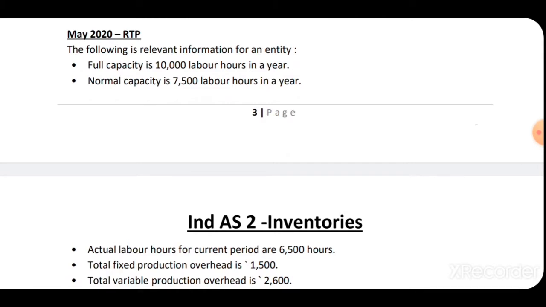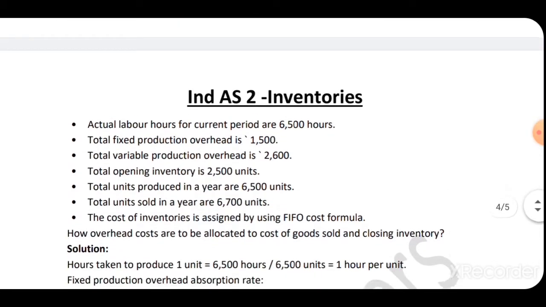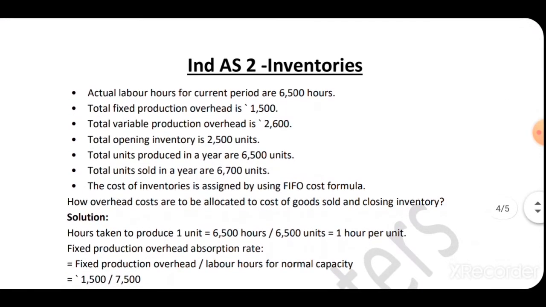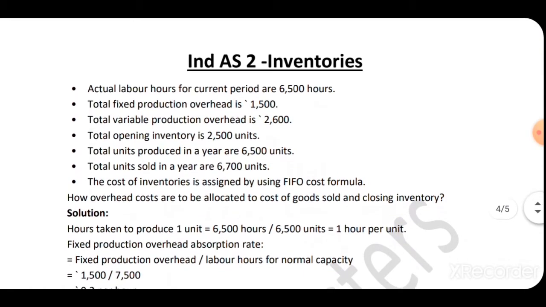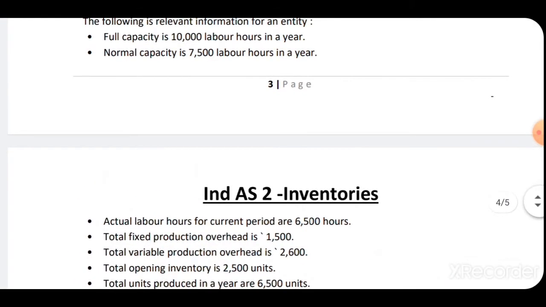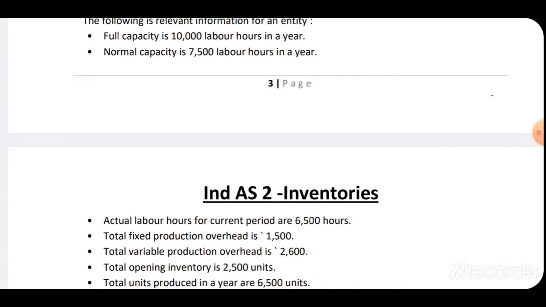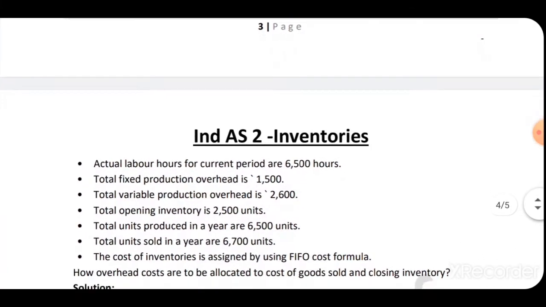Let us read the question. The following is relevant information for an entity. Full capacity is 10,000 labor hours in a year. The normal capacity which has been given to us is 7,500 labor hours. The full capacity is 10,000 labor hours, but the actual labor hours for the current period are 6,500 hours. Okay, normally 7,500, actually 6,500, the full capacity is 10,000.